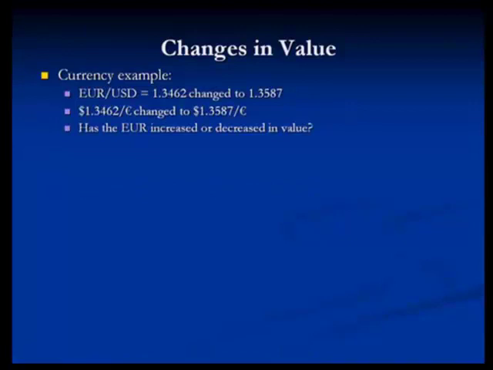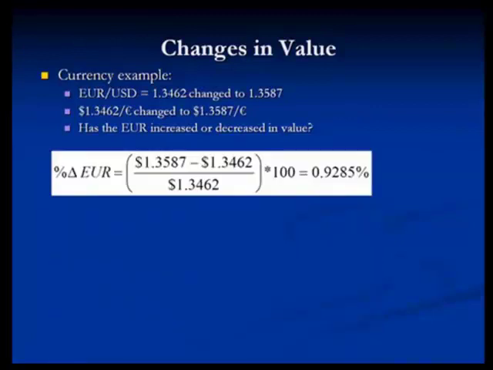So we ask ourselves, has the euro increased or decreased in value? Well, it went from 1.3462 to 1.3587, so the euro has increased in value. The percentage change then would be the ending value of the euro minus the beginning value of the euro divided by the beginning value of the euro times 100 gives us 0.9285%.